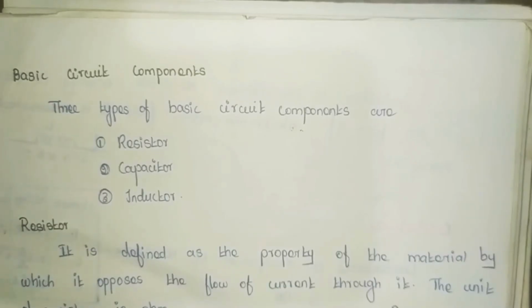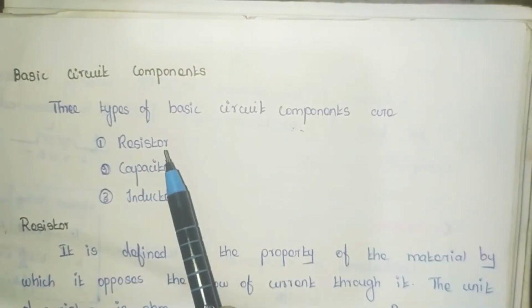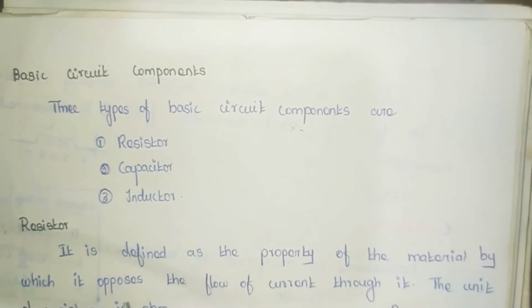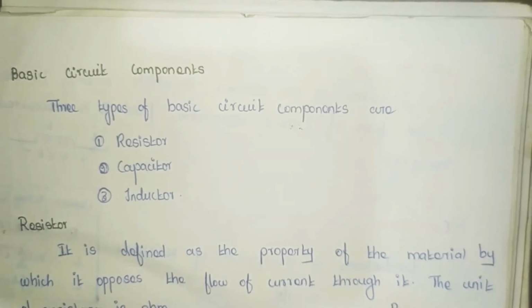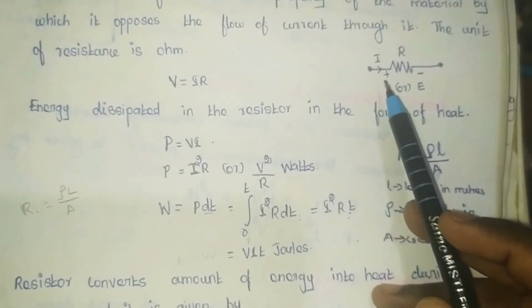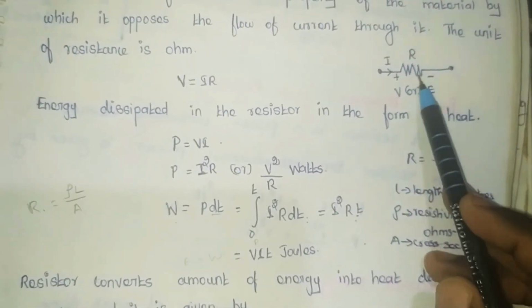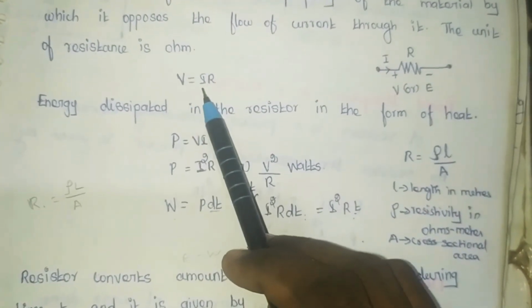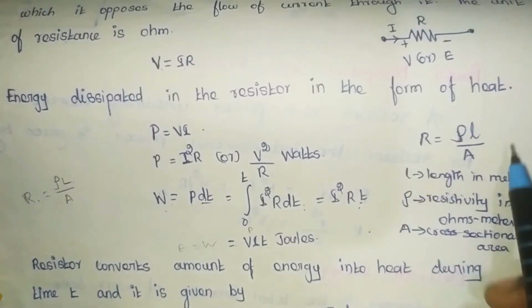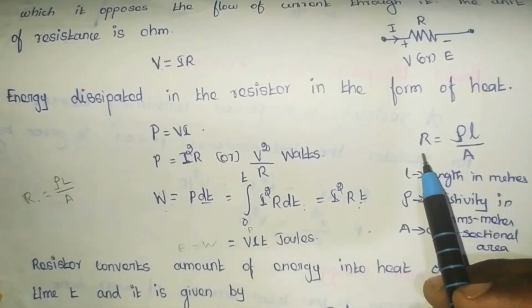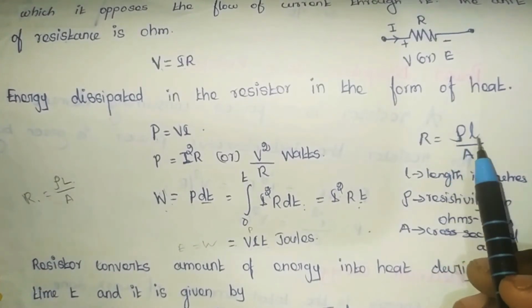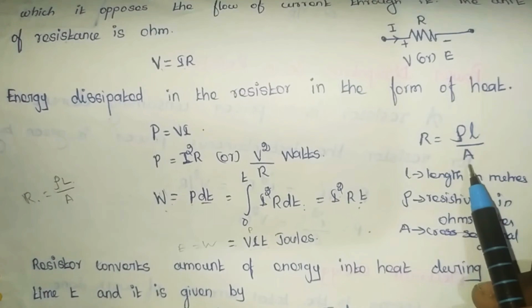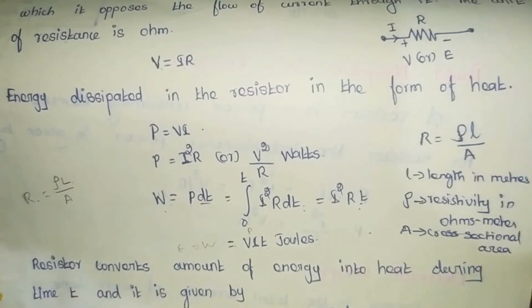Most of the electrical network consists of these three basic electrical components: resistor, capacitor and inductor. Resistor is the property of material by which it opposes the flow of current. Otherwise, it opposes the flow of electrons through the particular conductor. The unit of resistance is ohm. This is the symbol of the resistor. By Ohm's law, V is equal to I into R. This is another formula to find the resistance of a material. R is equal to rho L by A, where rho is the resistivity of the particular material, L is the length of it and A is the cross-sectional area of the particular material.